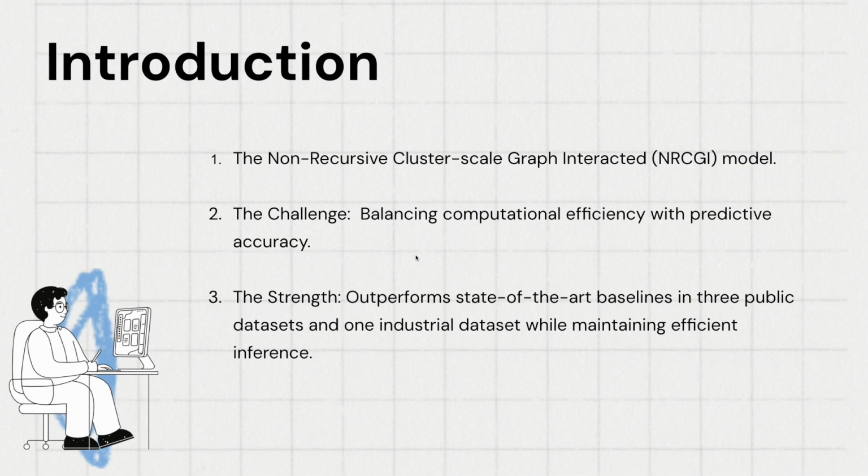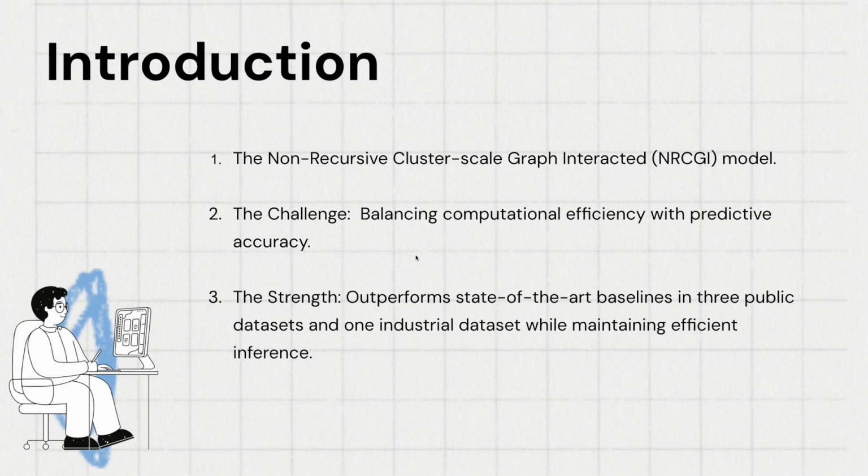The paper introduced the NRCGI model to reduce computational cost for click-through rate prediction, and this paper discusses the challenge of balancing computational efficiency with predictive accuracy in existing models. It highlights the benefit of employing graph-based models and introduces the concept of non-recursive graph convolution.